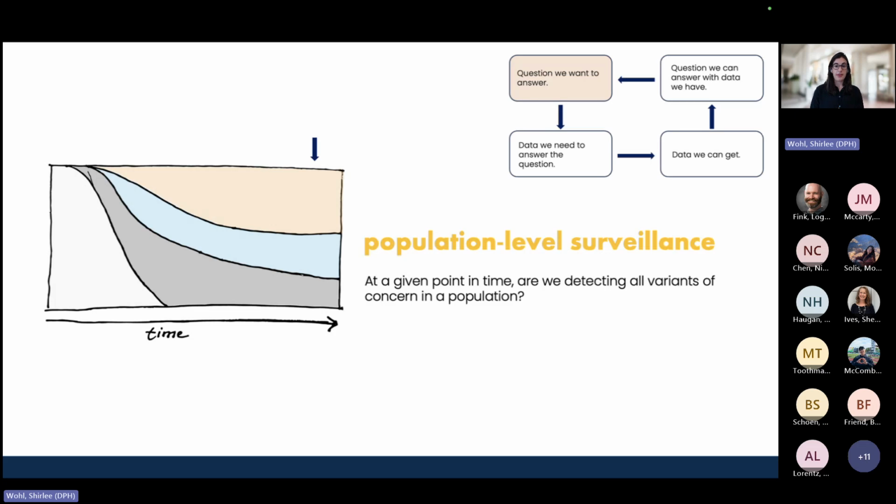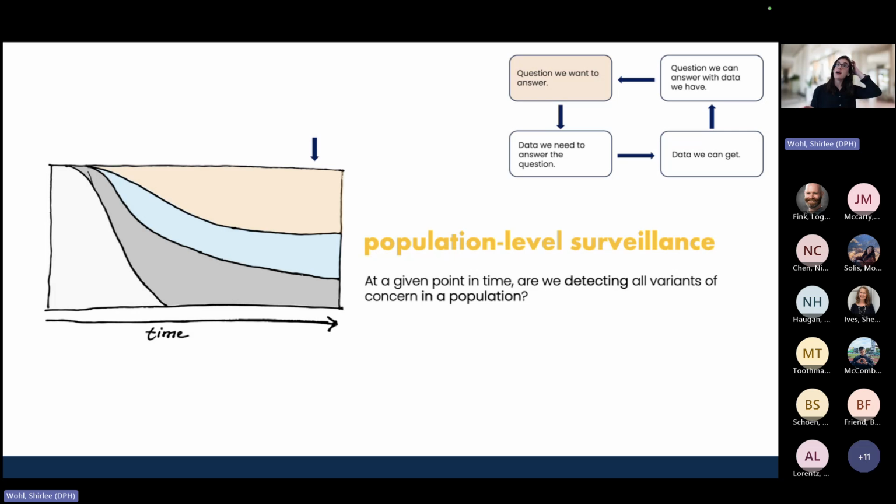So I want to start with, as I said, a specific question we want to answer. I'll take one of the examples that I just started with, which is, at the point in time indicated by the arrow on my slide, are we detecting all variants of concern in a population? So are we seeing all of them, or are there some variants that we're just not detecting? And how do we make sure we have a sample that captures everything? I want to call your attention to two parts of this sentence, which I think were very subtly bolded on my screen. One is that it's focused specifically on detection of variants. And the other is focusing on the population.